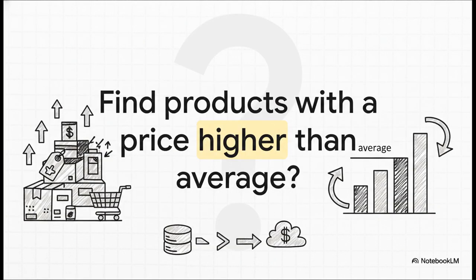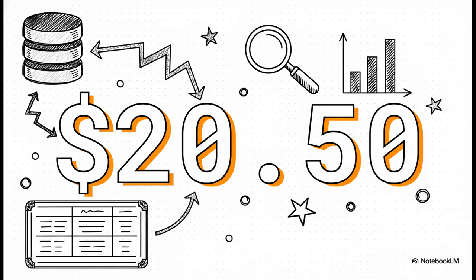All right, let's level up. What if we want to find all the products that are more expensive than the overall average? Now, your first instinct might be to just write where price greater than average price, but SQL doesn't let you do that. So what's the workaround? Well, let's think about this logically. First, we need to know what that average even is, right? So if we run that simple query from before, select average of price from products, the database spits out a number, $20.50. Okay, cool. We need that number.